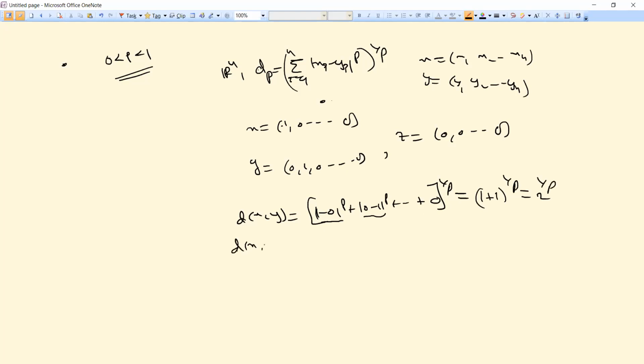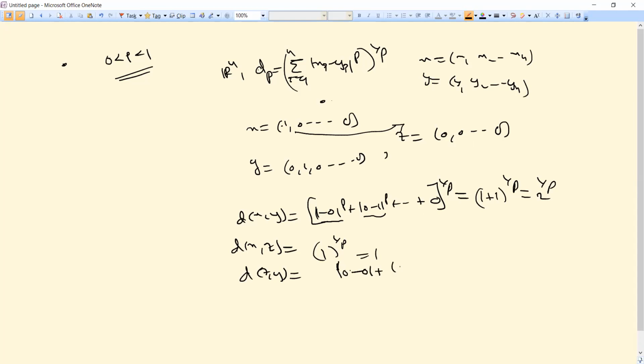What is the distance between x and z? It is 1 minus 0 whole power p, plus 0 minus 0 whole power p, and so on, whole power 1 by p. That is 1. Similarly, the distance between z and y: 0 minus 0, plus 0 minus 1 whole power p, and the remaining 0 minus 0 whole power p terms, whole power 1 by p. That is 1 power p, whole power 1 by p, which is nothing but 1.